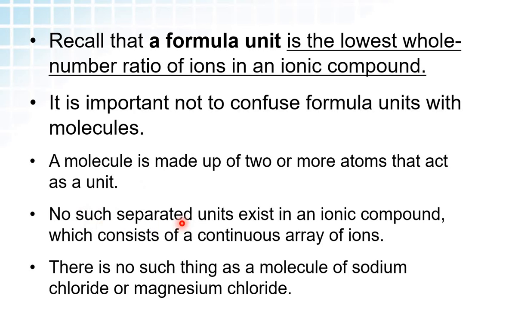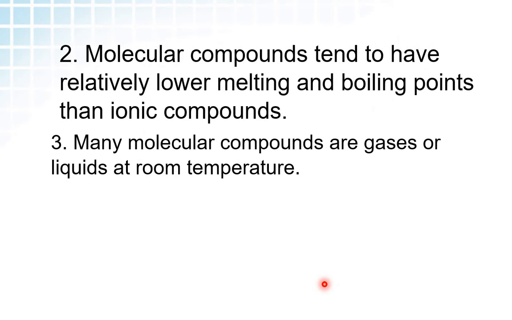No such separated units can exist in an ionic compound, which consists of a continuous array of ions. There is no such thing as a molecule of sodium chloride or magnesium chloride.